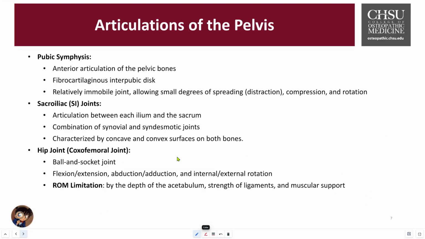Several key joints that occur in the pelvis include the pubic symphysis. This is the anterior articulation of the two pelvic bones. This is a thick fibrocartilage joint that's not meant to be movable. And then we also have the SI joint, the sacroiliac joint, between the ilium and the sacrum.